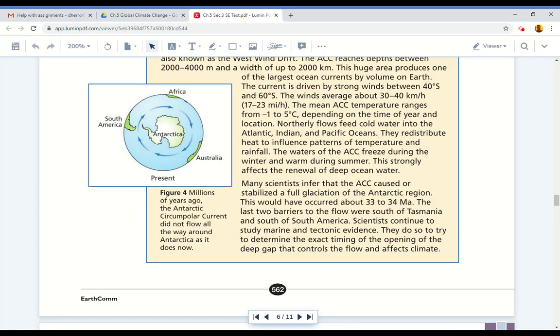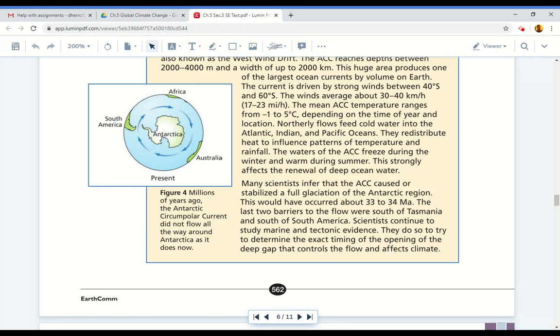The current is driven by strong winds between 40 degrees south and 60 degrees south. The winds average about 30 to 40 kilometers per hour, or 17 to 23 miles per hour. The average ACC temperature ranges from -1 to 5 degrees Celsius.